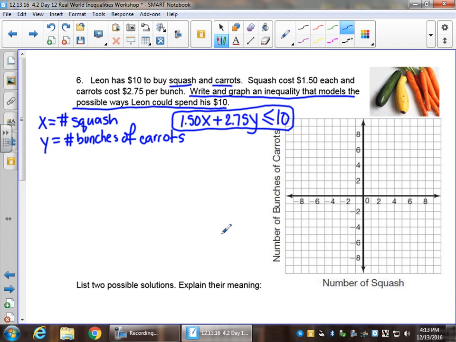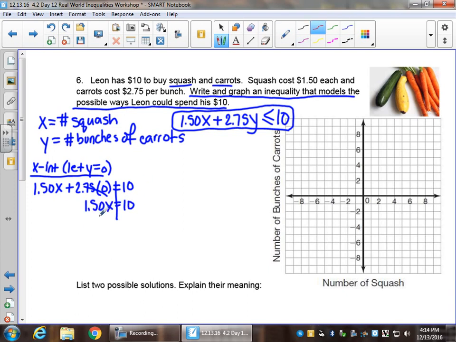We can go find our intercepts. Again, the little title helps. X-intercept, let y equal 0. We're going to do just that. So this will be 1.50x plus 2.75 times 0 equals 10. Remember, when we're finding intercepts, it switches to an equal sign because we're finding an exact value. This is 0. We get 1.50x equals 10. We will divide both sides by 1.50 or 1.5, same thing.